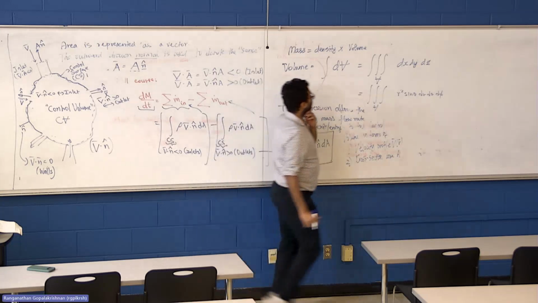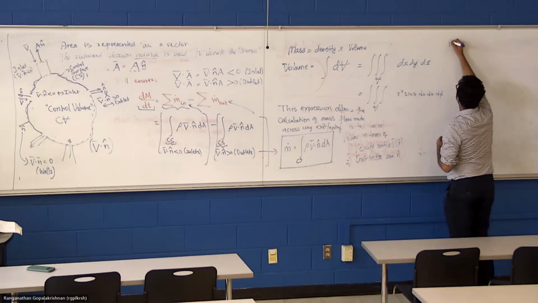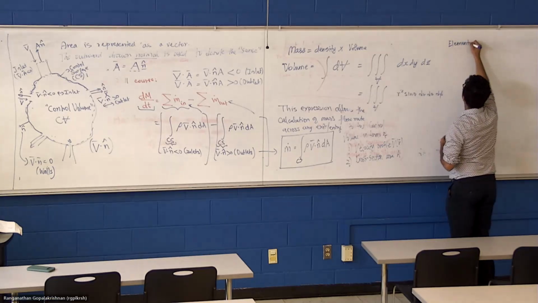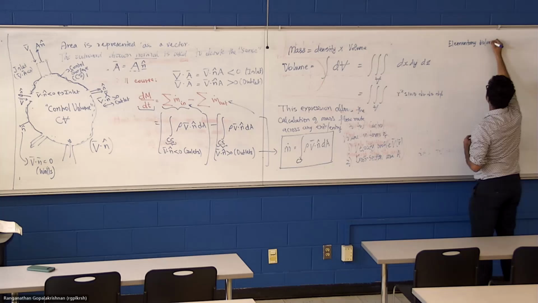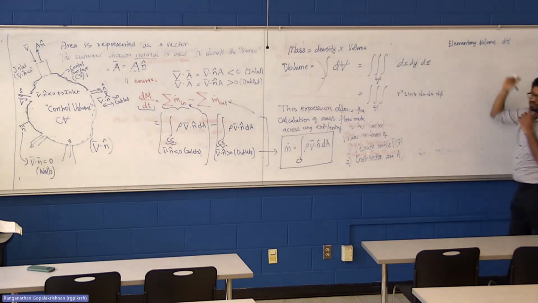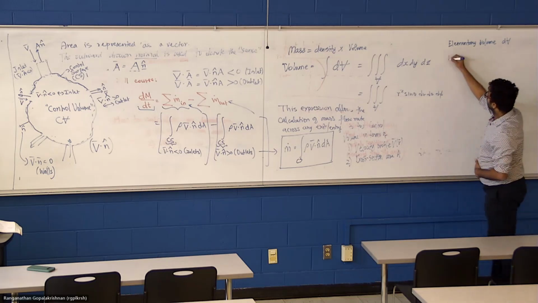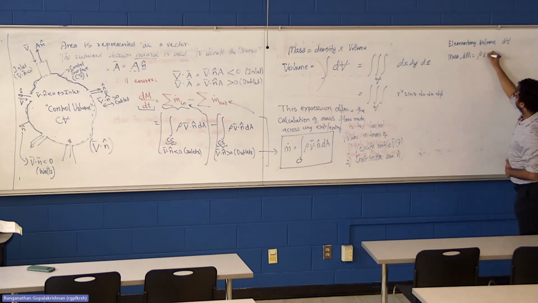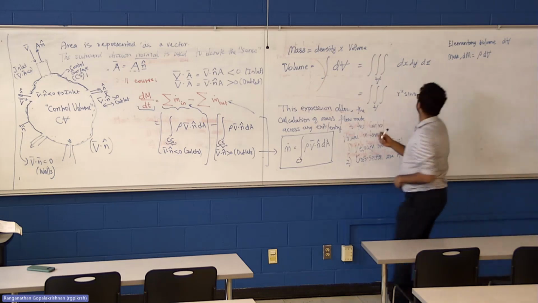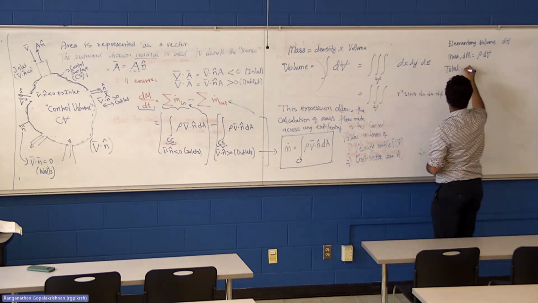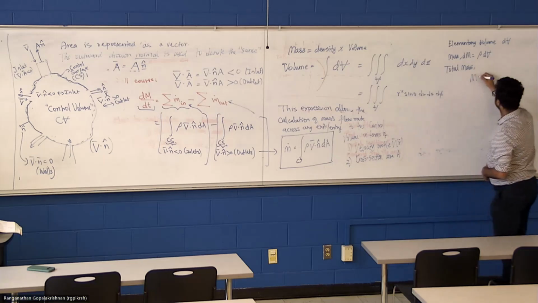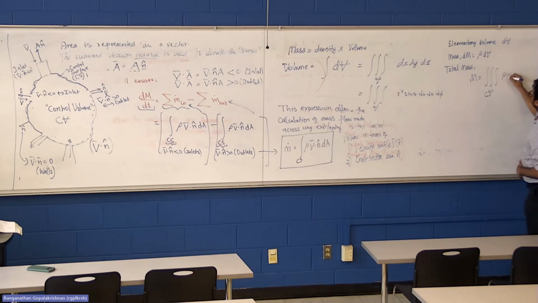Okay. Now, if I take an elementary volume that is dV, what's the mass of this elementary volume? Can I write that to be density times the volume? Right? Density times the volume. And then if I want the total mass M, that would be integral over the control volume of rho dV.